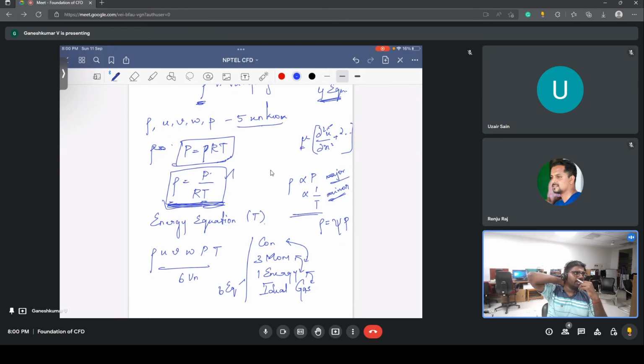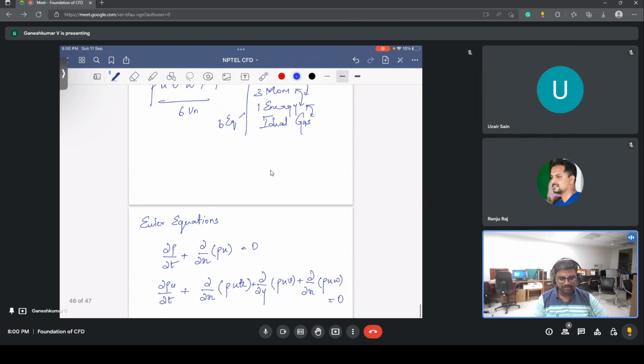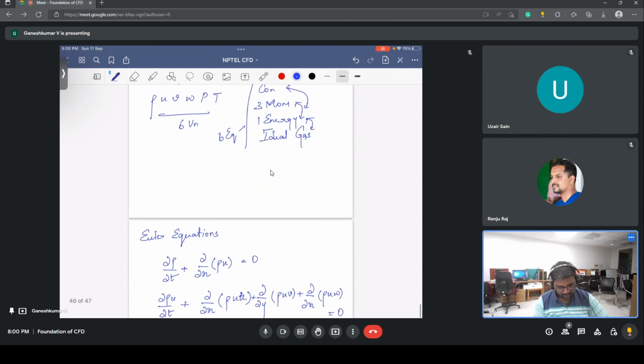I'm not getting any example for this right now. Yes, sir, but it is coupled based on the ideal gas equation, or any equation of state like the van der Waals equation of state.